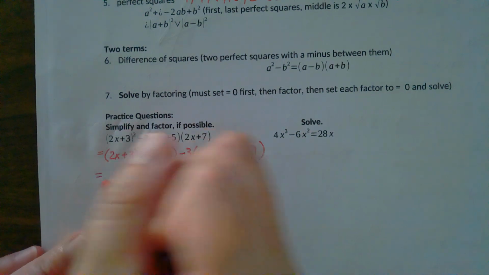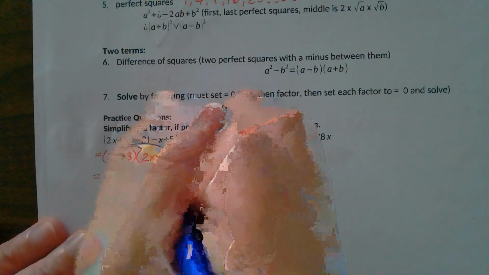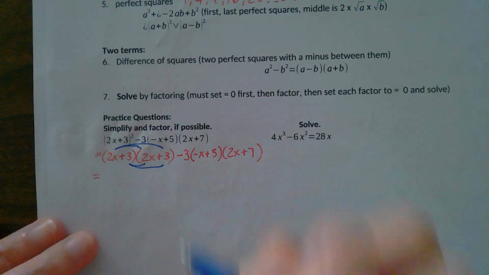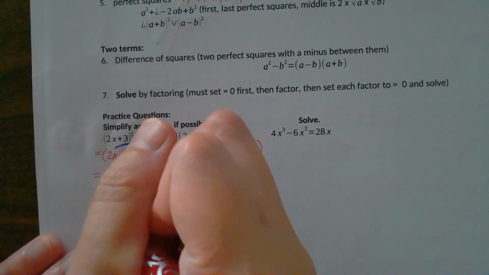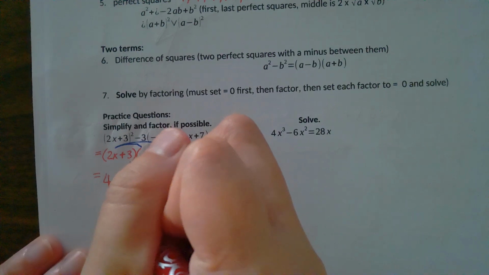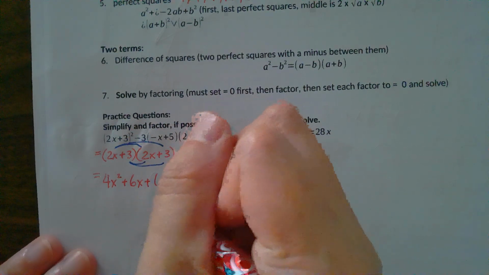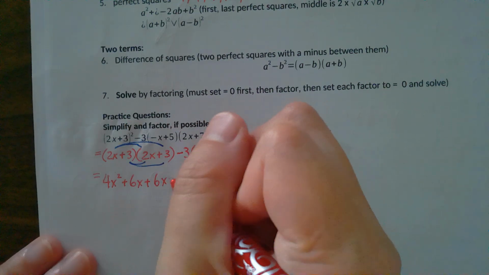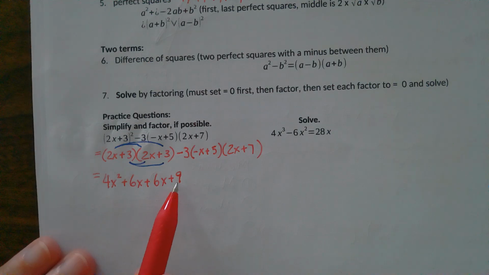So remember FOIL: first, outside, inside, and then last, by multiplying. So 2x times 2x, 4x squared. 2x times 3, plus 6x. 3 times 2x, plus 6x. 3 times 3, plus 9. If you just did the 4x squared and the 9, you lost your middle term.